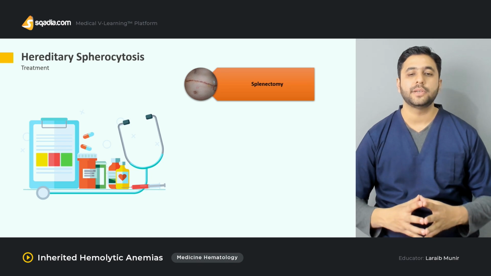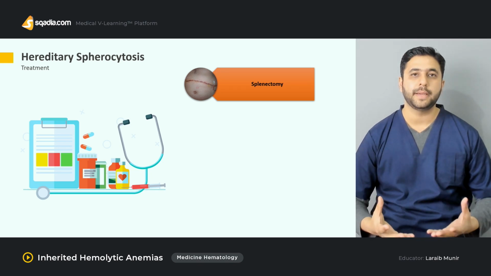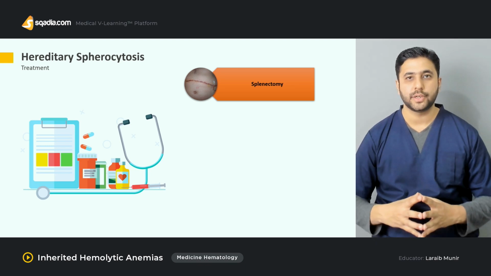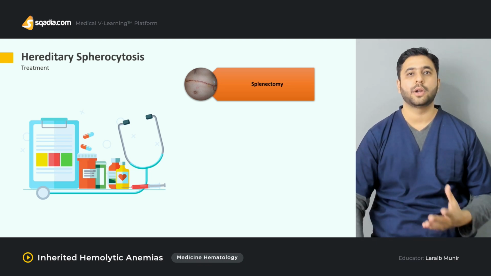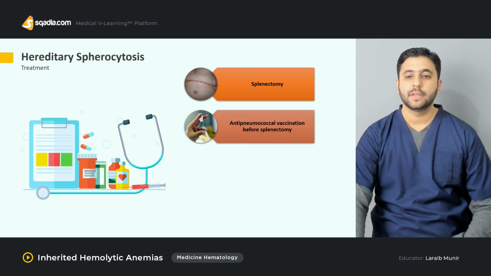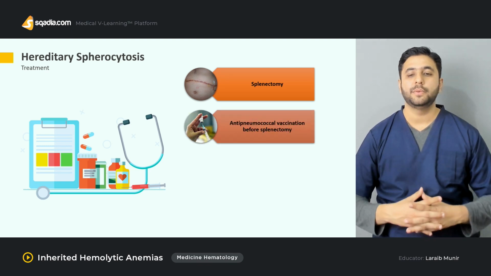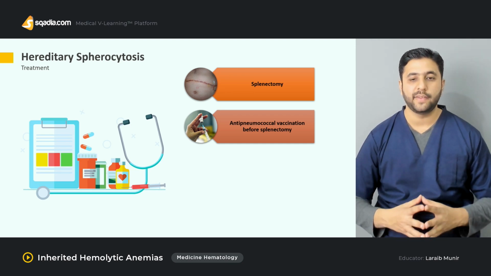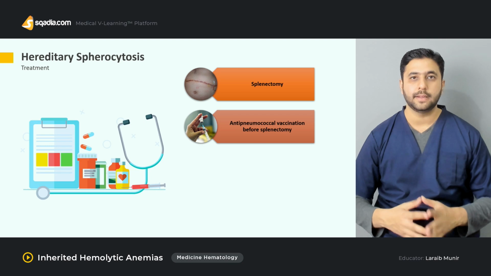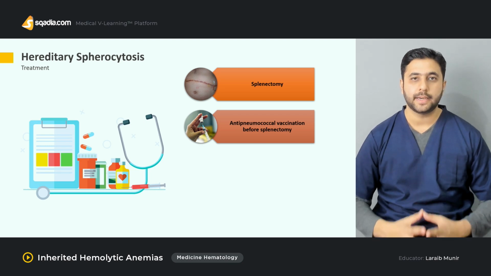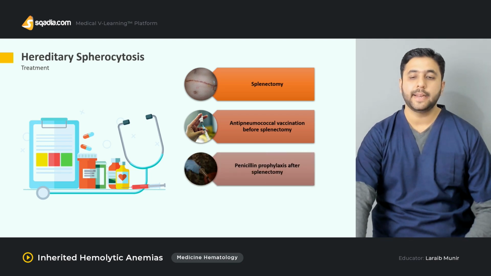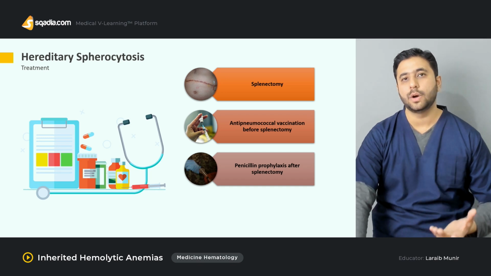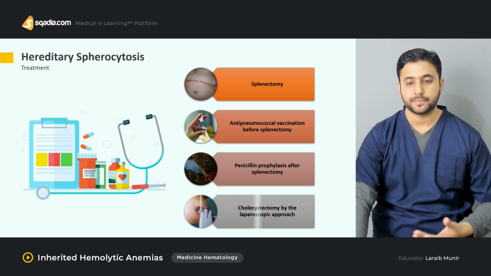Splenectomy is done in those patients in which the anemia is very debilitating, or it leads to very low hemoglobin concentration, and the patient has very pronounced symptoms. Before doing splenectomy, it is important to vaccinate the patient with the anti-pneumococcal vaccine, because once the patient has no spleen, they are prone to encapsulated bacteria. And after the splenectomy, we give penicillin prophylaxis as well to these patients to avoid the development of infection.